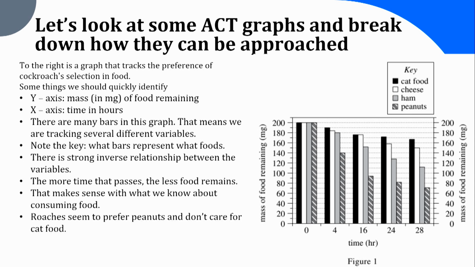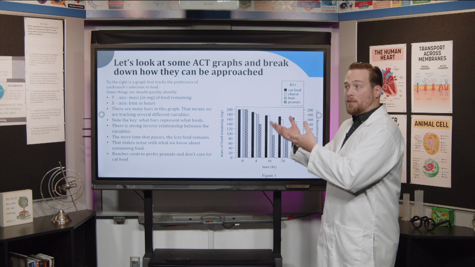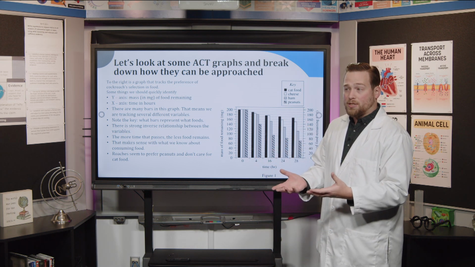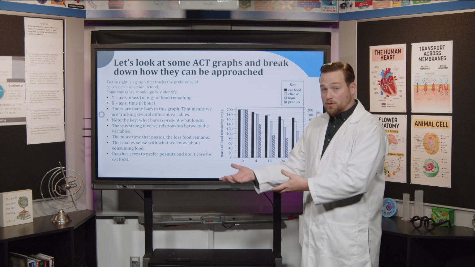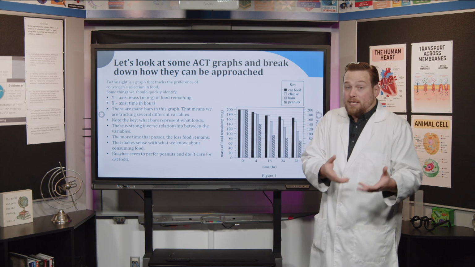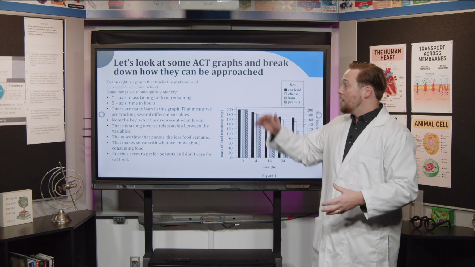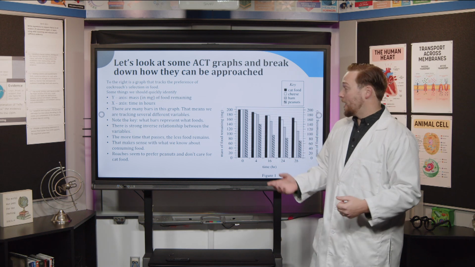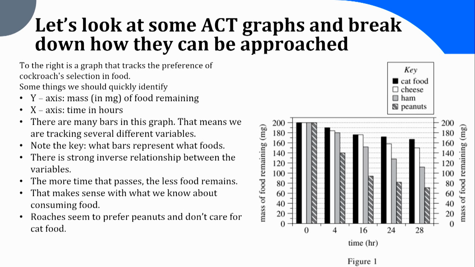Here are a couple things that we should be able to point out very quickly. The cockroaches do seem to have a preference in food, right? We can tell that they are eating a lot more of the peanuts, and they are not eating much of the cat food. In my experience, doing so many of these ACT questions, you're probably going to get a question that asks what food did the cockroaches like the most, and what type of food did the cockroaches least like? They might not be worded just like that, but that's going to pop up some way. We should also be able to see this strong inverse relationship: as time increases, the food's going down.